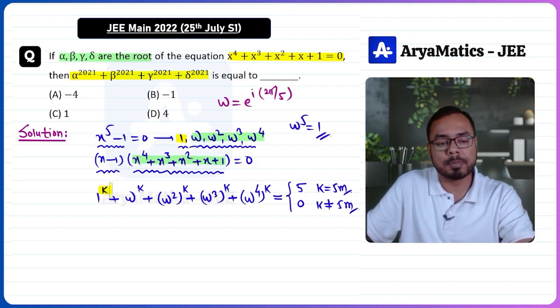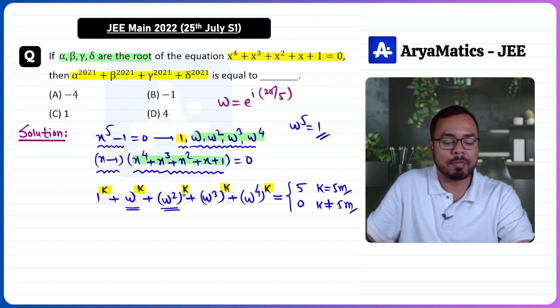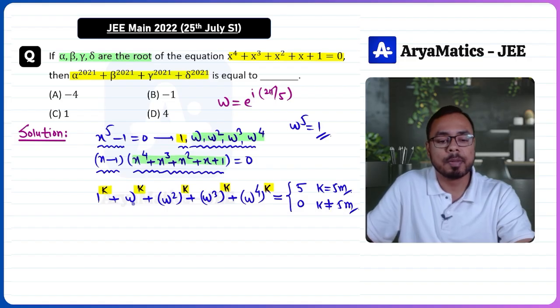So whenever k is a multiple of 5, all of these terms will become 1, right? Omega raised to 5 will be 1, omega square raised to a multiple of 5. If k is, let us say, 5 or 10 or any multiple of 5, then all of these terms will become 1, and therefore their sum will be 5.